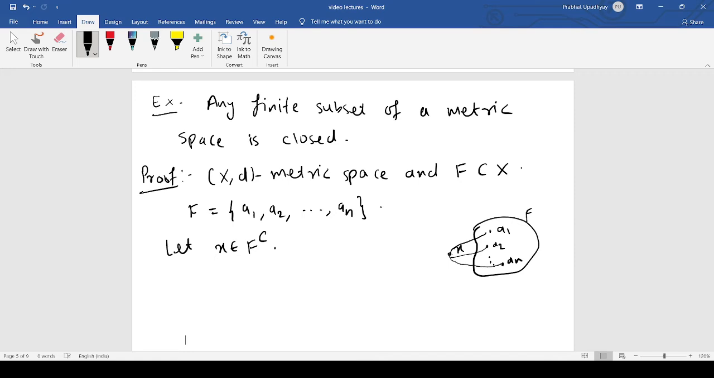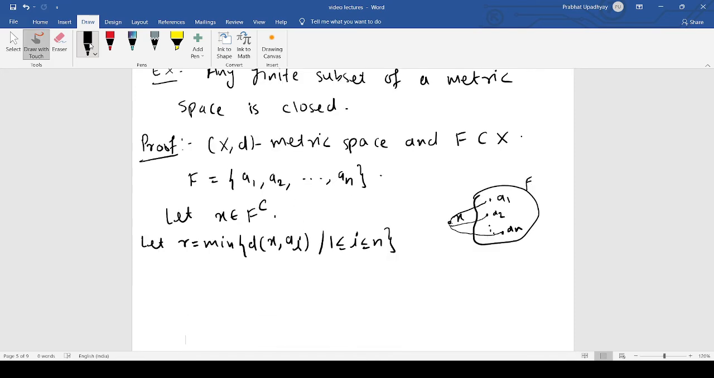So let's try to work out this idea. So let r equal the minimum of distances d of x comma ai, i lying between 1 to n, and the minimum exists because there are finitely many d of x comma ai. Why are there finitely many d of x comma ai? Because choices for ai are finite. There are only a finite number of ais. Now once we have chosen our r, we would like to show that the open ball B(x, r) is a subset of F complement only.